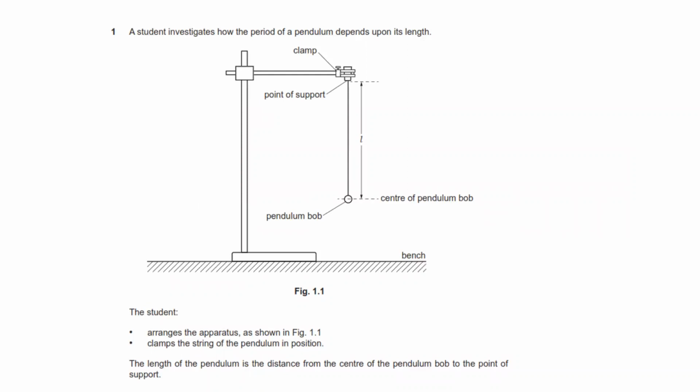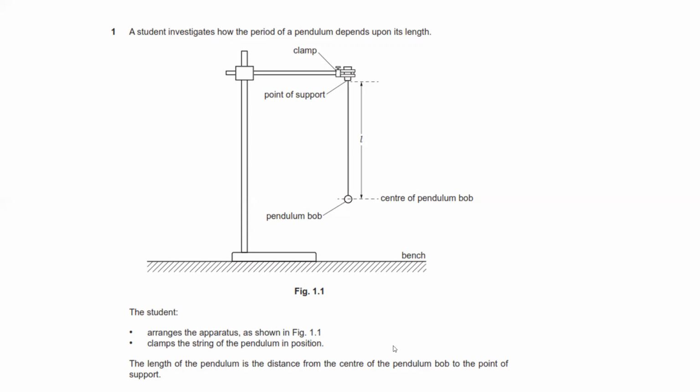First question. A student investigates how the period of a pendulum depends upon its length. The diagram is shown here. So we have a clamp and a plumb line, and a pendulum bob is attached to a support, and the length of the pendulum from the center of the pendulum bob to the point on the support is denoted by letter L.